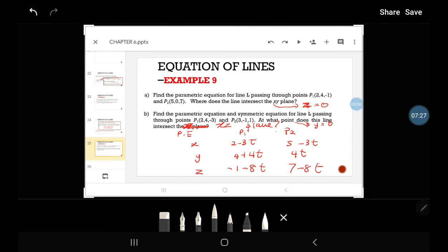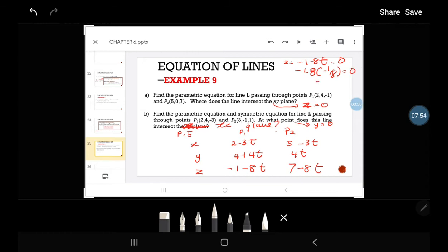So where does the line intersect the xy plane? We must find whatever value of t makes z equal to 0. What is the value of t that will make z 0? It is minus 1 over 8. Don't forget this is minus 8.